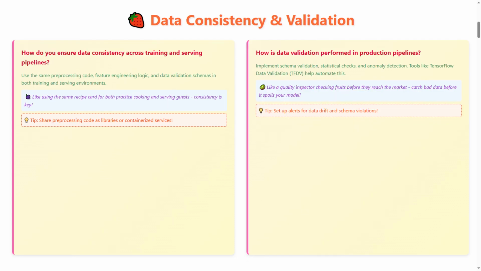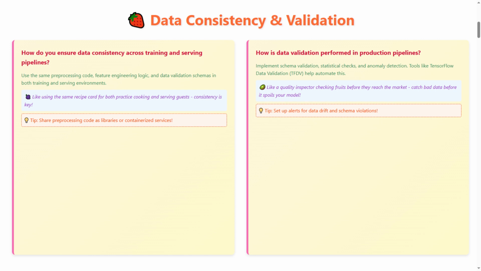Third question. How do you ensure data consistency across training and serving pipelines? Answer. Use the same pre-processing code, feature engineering logic, and data validation schemas in both training and serving environments. Imagine this. Like using the same recipe card for both practice cooking and serving guests. Consistency is key. Quick tip. Share pre-processing code as libraries or containerized services.